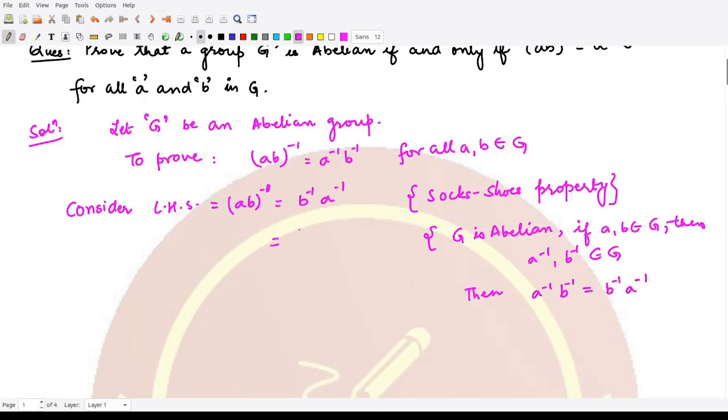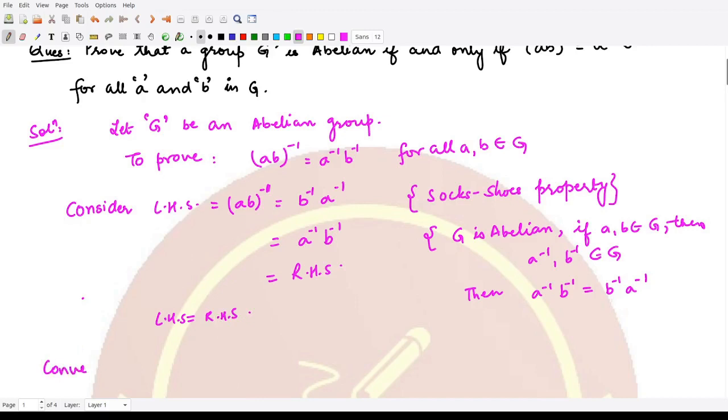So using this property here, we can write it like this: A inverse B inverse, by commutativity. So from here, what is it? It is your right hand side. So from here you have the left hand side equal to right hand side. Hence we have the result.